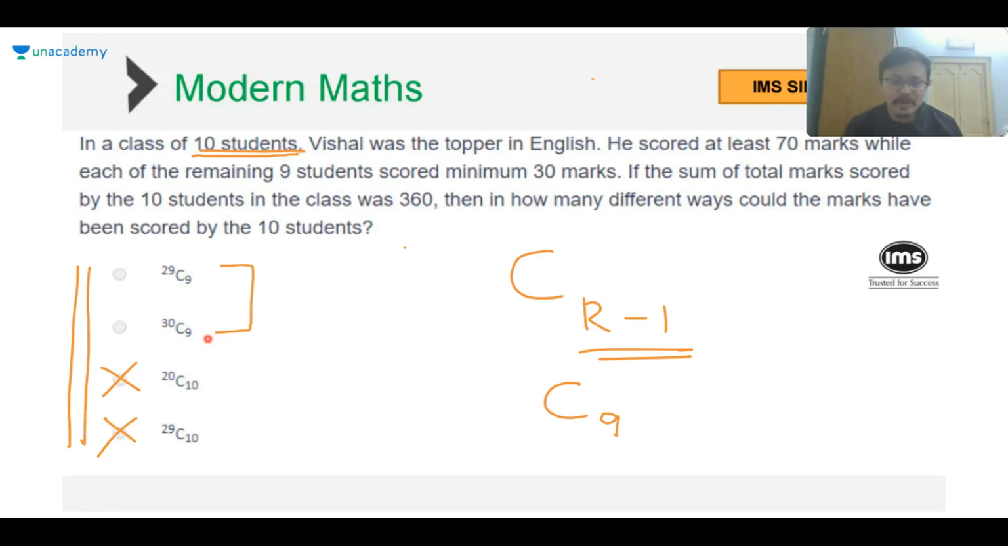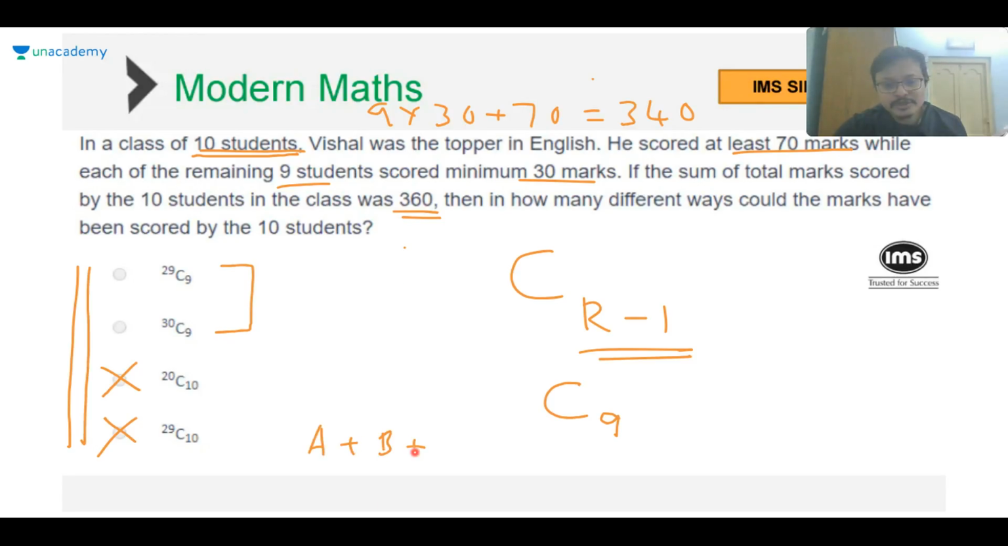Now, if you cannot solve, I saw very few people answering the poll. If you cannot solve, it's fine, but at least mark an answer amongst A and B because you've been able to narrow down to two options. Now, one has scored 70, 9 people have scored 30. So what is 9 into 30 plus 70? That is 340, where the total marks is 360, which means I have additional 20 marks to play with.